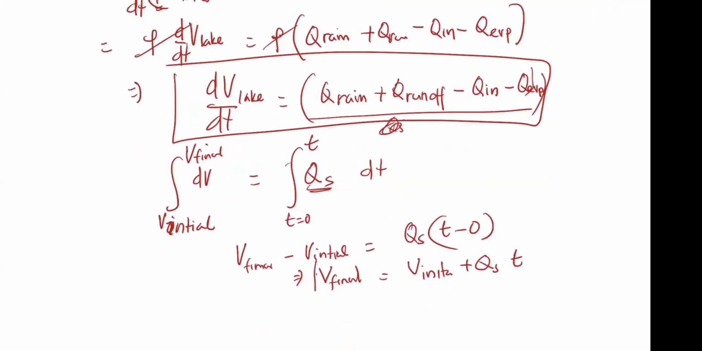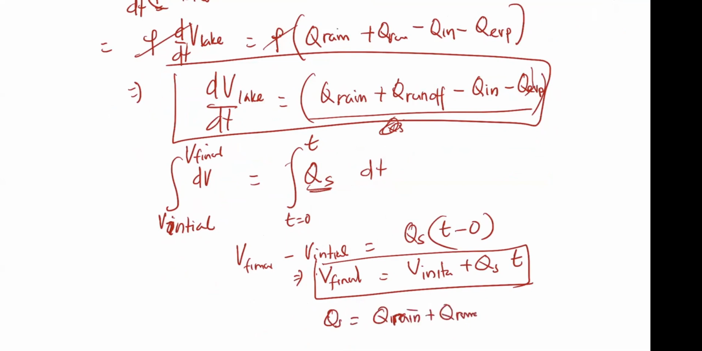Now, if you think what that means, you are saying the final volume is whatever the initial volume plus the net flow rate coming into the system times the time. So that's basically the formula. So with this, Qs is Q rain plus Q runoff minus Q infiltration minus Q evaporation.